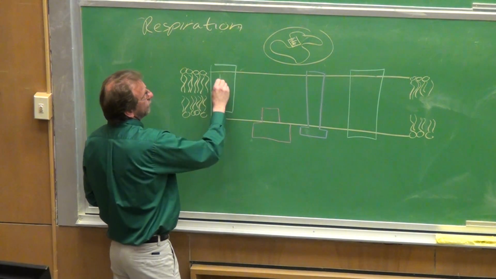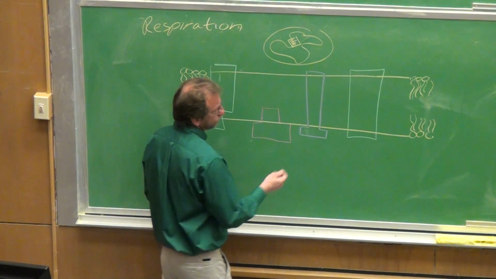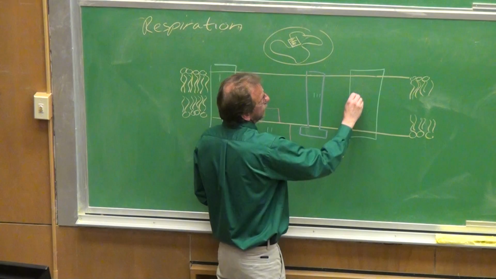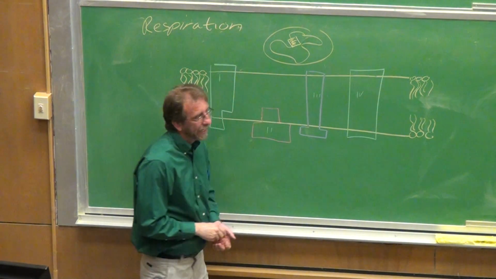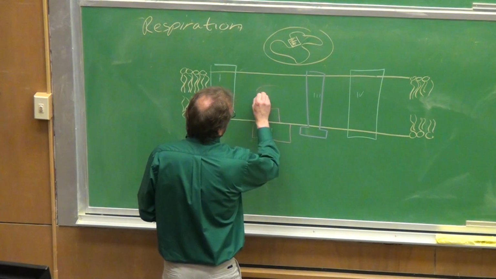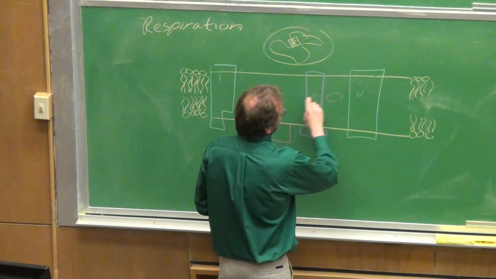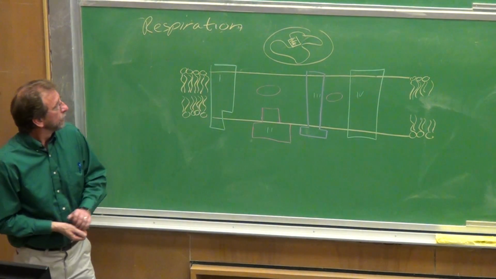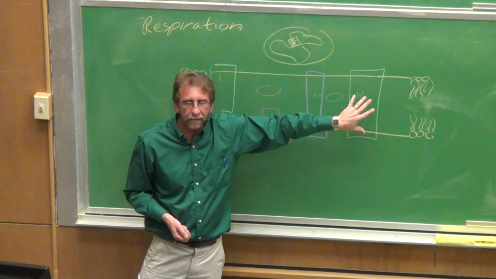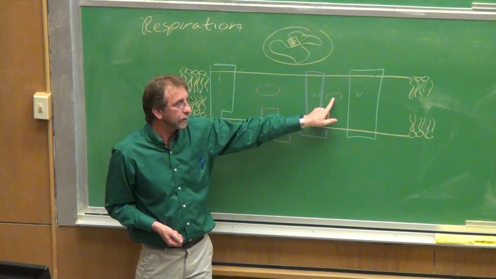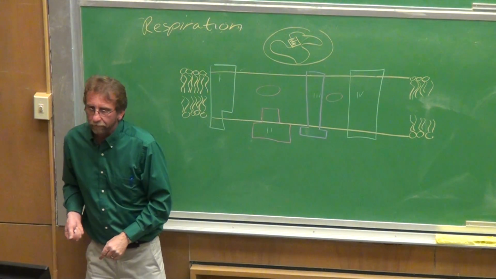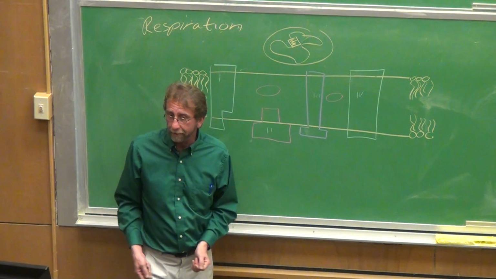This is complex 1, this is complex 2, this is complex 3, this is complex 4, and then there's also a couple of molecules that move between these. So these molecules are pretty stationary, embedded into the membrane. These molecules here move freely through the membrane. They're all proteins. Okay.